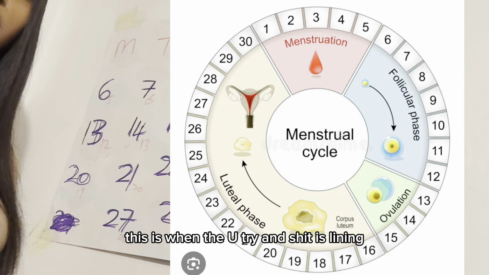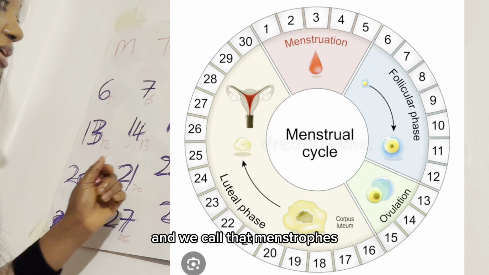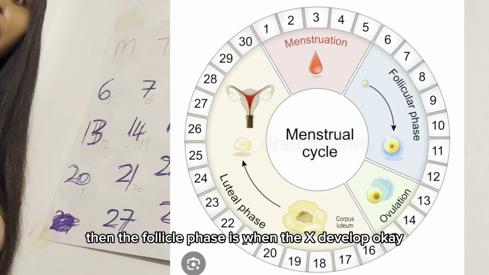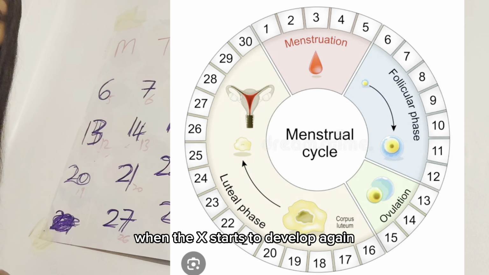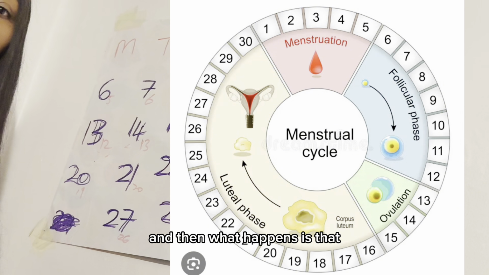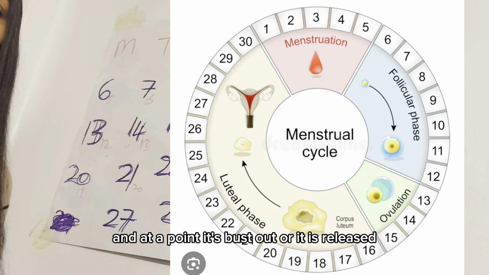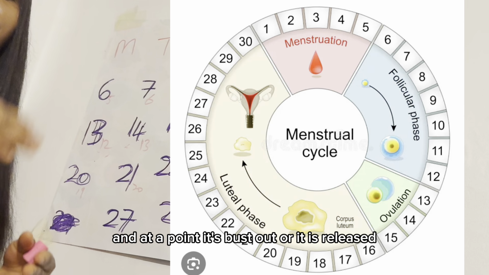During the menstrual phase, the uterus sheds its lining, and we call that the menstrual phase. Then the follicular phase is when the eggs develop. When the egg starts to develop again, the follicles start to grow. Then one grows faster than the others, and at a point it bursts out or is released.